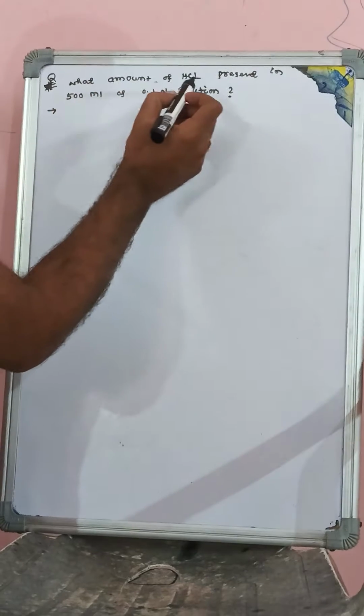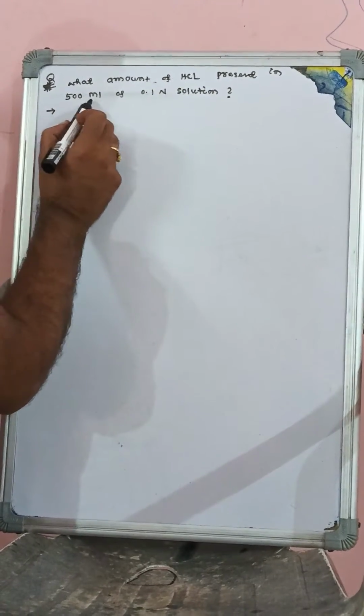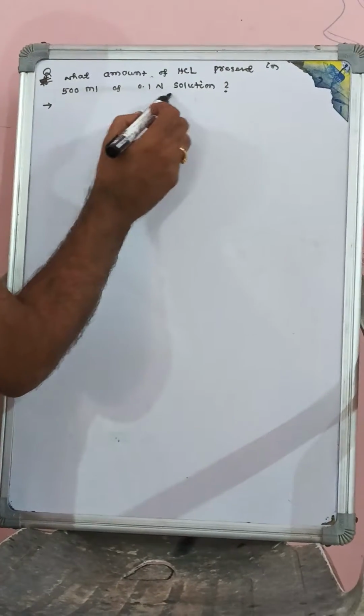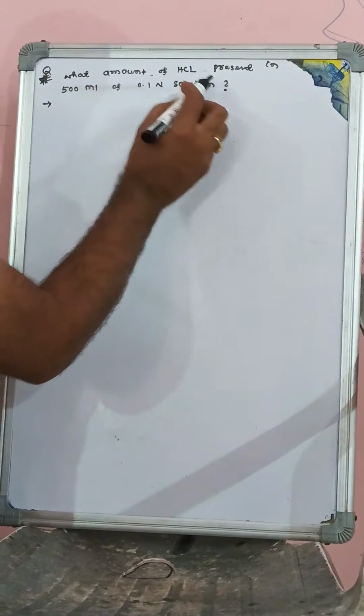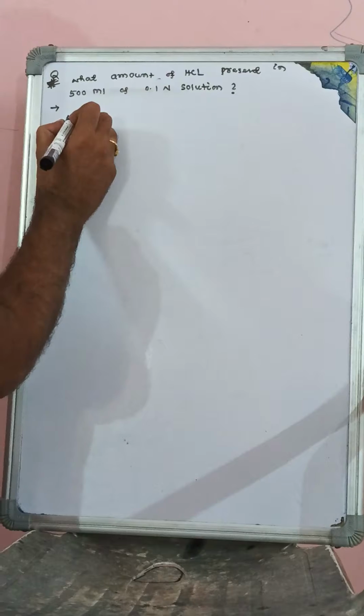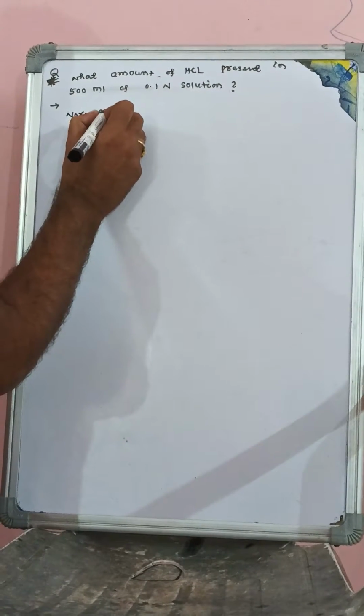This is a problem: what amount of HCl is present in half a liter of 0.1 N solution, 0.1 normal solution? Then we know the formula of normality.